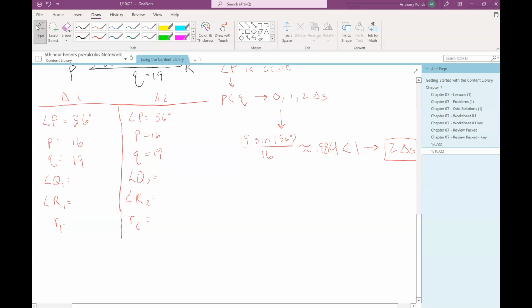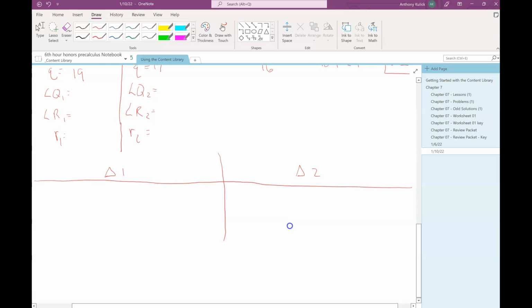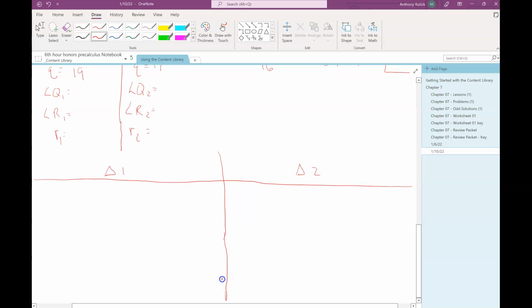Okay. So in addition to making a place to record all my answers so it's nice and clear what I've done, I'm going to make a place to do my work for each of the triangles respectively so I don't accidentally use some information from triangle 1 in doing something in triangle 2. Does that feel okay? So I'm just going to make a little column, and I'm going to do all my work in triangle 1 on one side and all my work in triangle 2 on the other side.